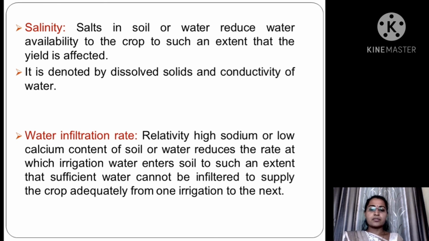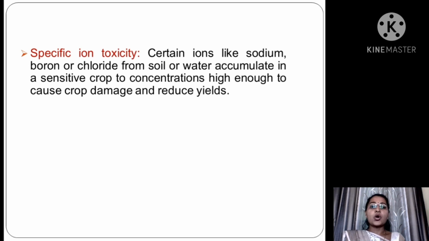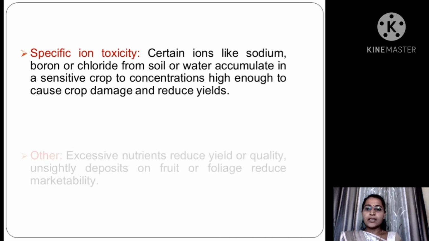Water infiltration rate. Relatively high sodium or low calcium content of soil or water reduces the rate at which irrigation water enters the soil, to such an extent that sufficient water cannot be infiltrated to supply the crop adequately from one irrigation to the next. Specific ion toxicity. Certain ions like sodium, boron or chloride from soil or water accumulate in a sensitive crop to concentrations high enough to cause crop damage and reduce yields.